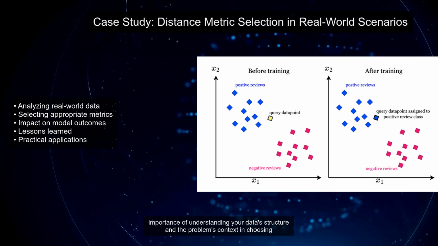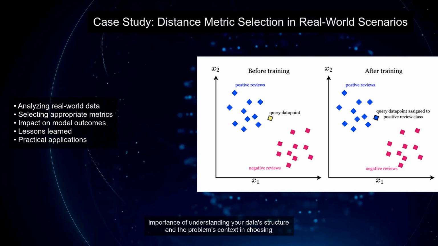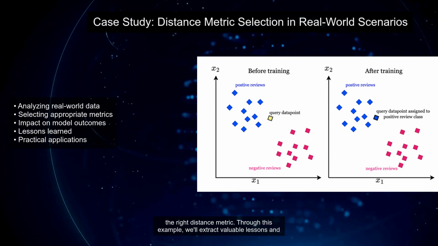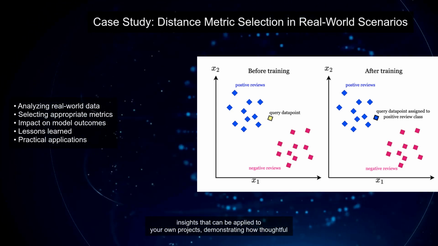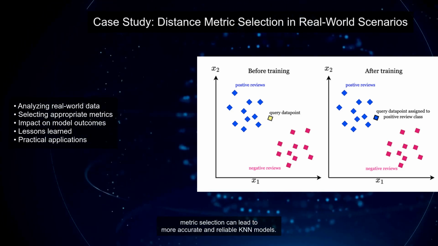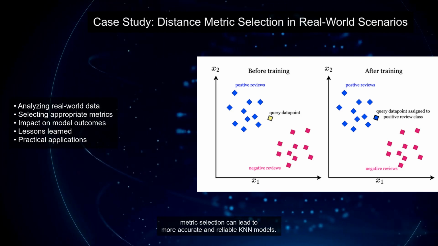This case study will highlight the importance of understanding your data's structure and the problem's context in choosing the right distance metric. Through this example, we'll extract valuable lessons and insights that can be applied to your own projects, demonstrating how thoughtful metric selection can lead to more accurate and reliable KNN models.